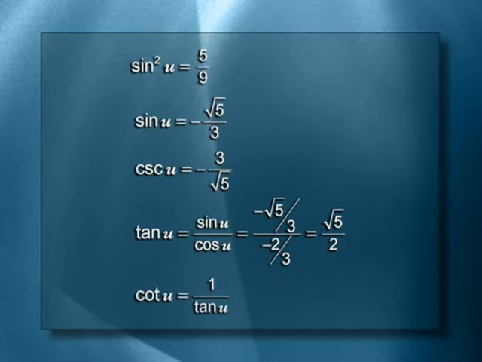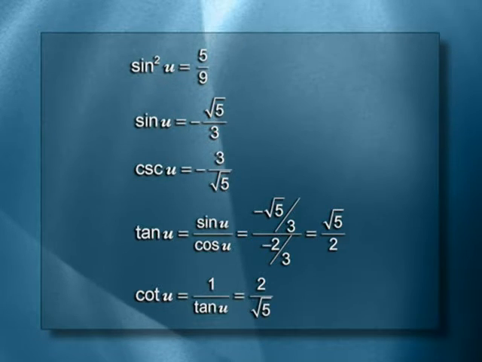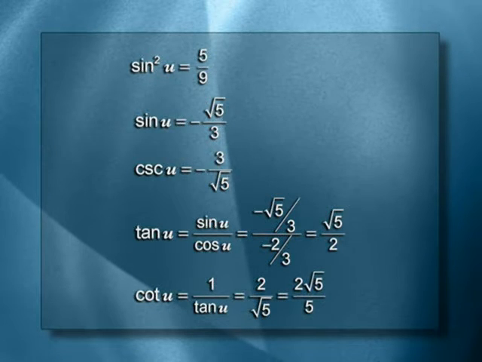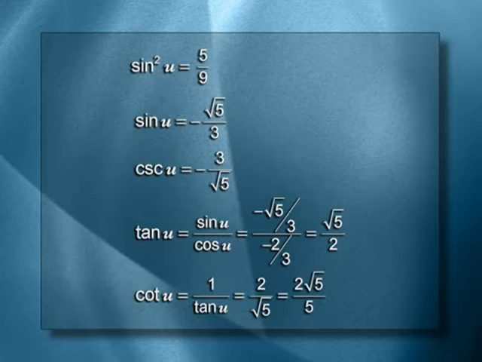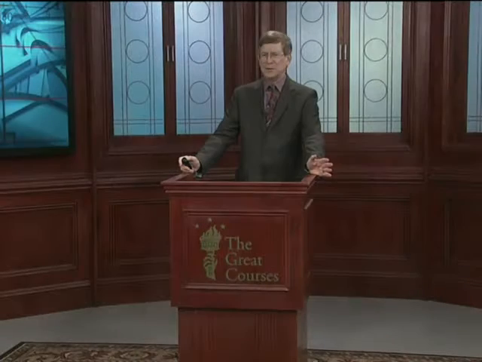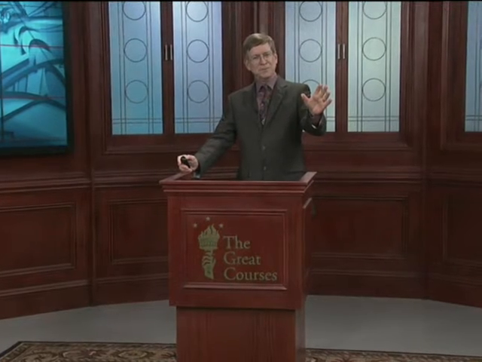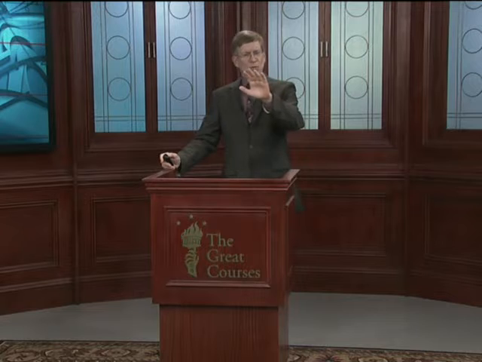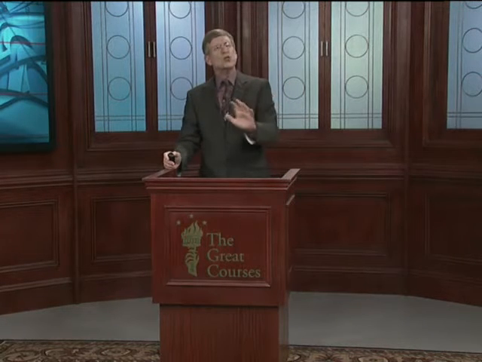And finally, cotangent is the reciprocal of tangent, 2 over square root of 5. And if you'd like, you can rationalize that denominator to get 2 square roots of 5 divided by 5. A nice problem. You're given one trig function and some added information, and you get all 6 trig functions. And that information was really important in determining which quadrant we were located.